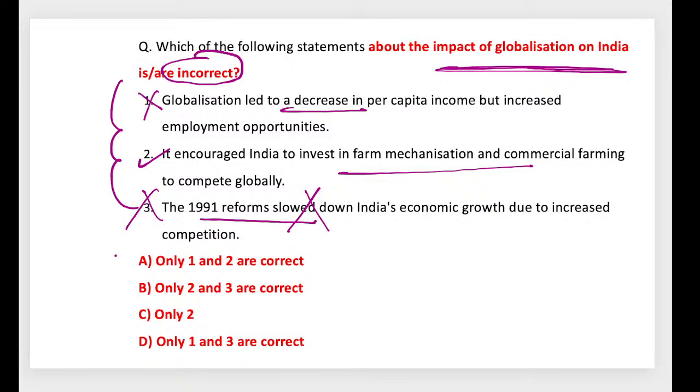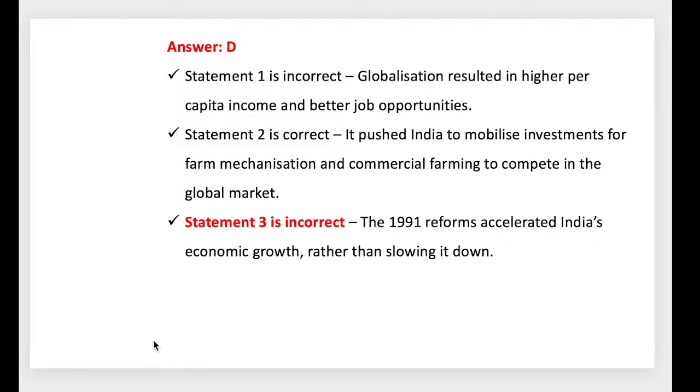So 1 and 3. 1 and 3 means D will be the right answer for this particular question. Why C? Manjunath sir and Anita ma'am, D will be the right answer. Both the statements 1 and 3 are wrong here. Globalization resulted in higher per capita income. 1991 reforms accelerated India's growth. D will be the right answer for this particular question.